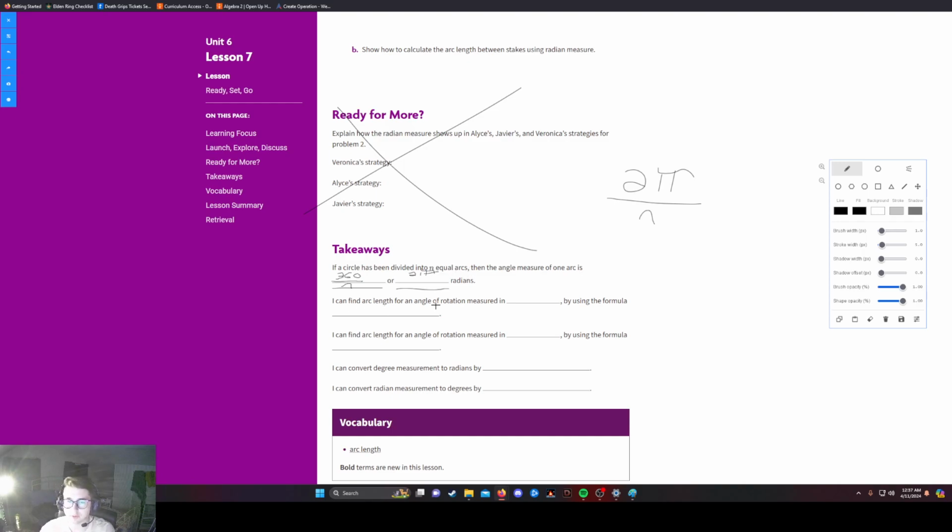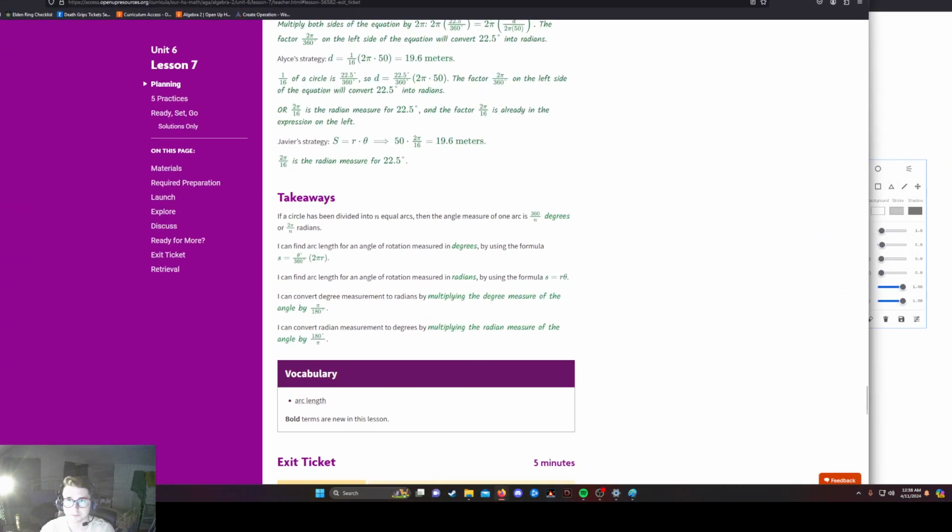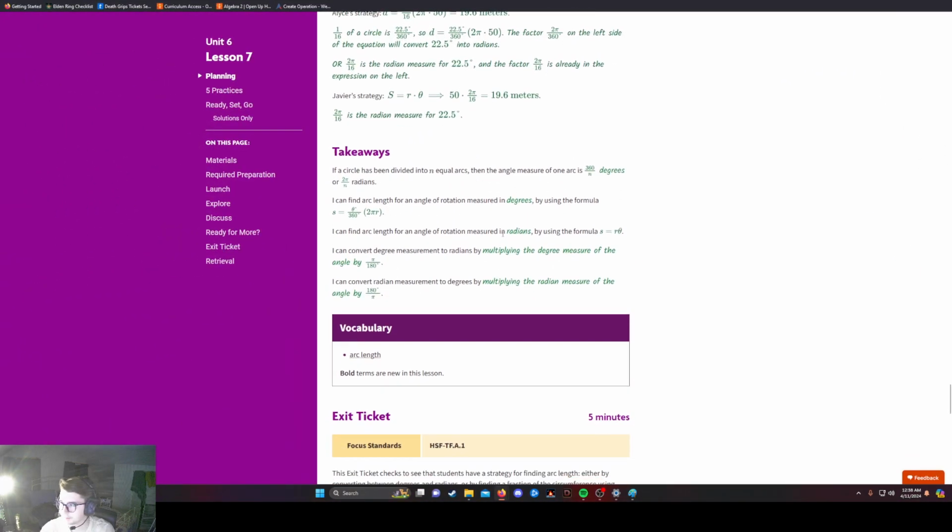So I can find arc length for the angle of rotation measured in degrees by using the formula. Actually, this might just be easier for you guys instead of trying to read my stuff. All right, behold the solutions. If a circle is divided into n equal arcs, then the angle measure of one arc is 360 degrees divided by n, where n is the number of arcs.